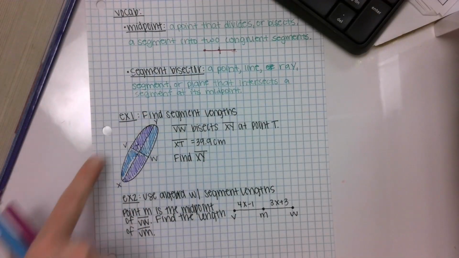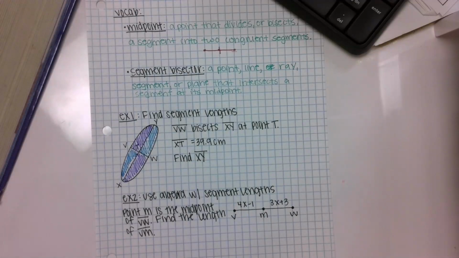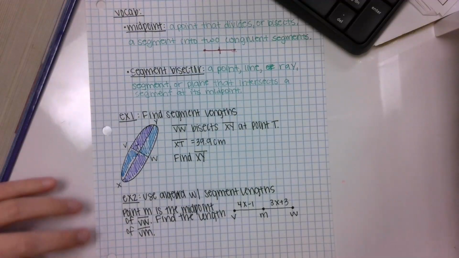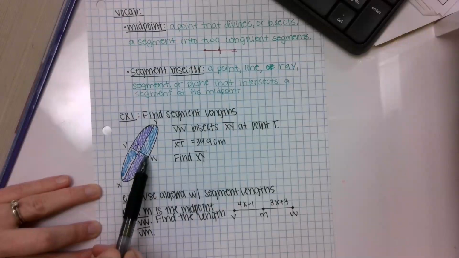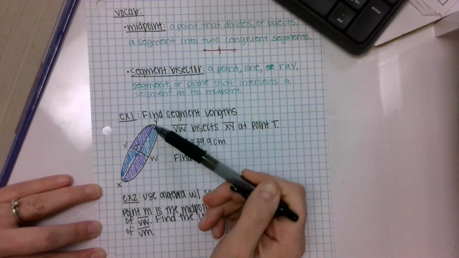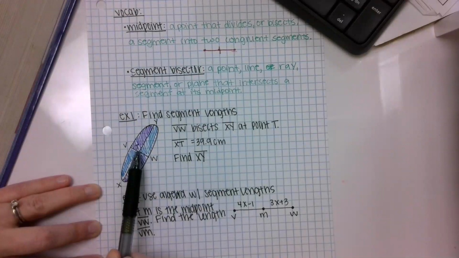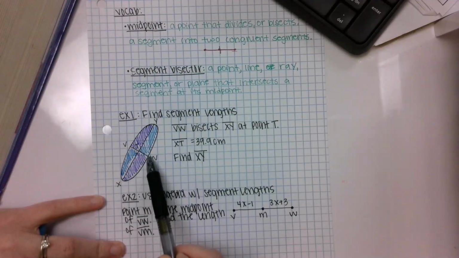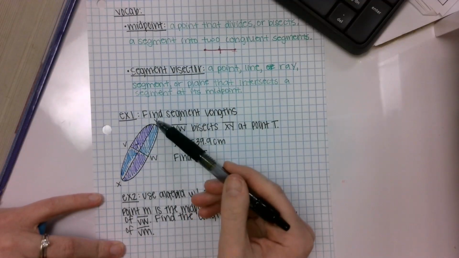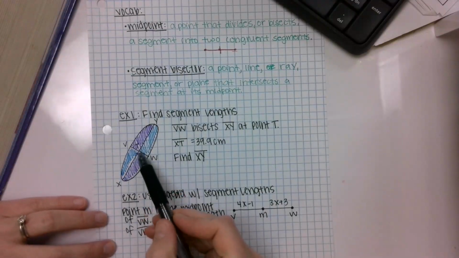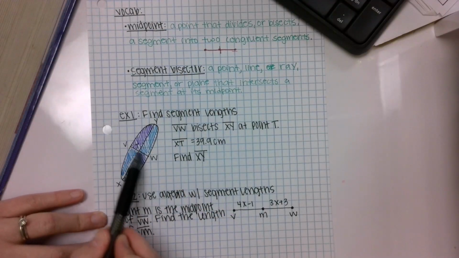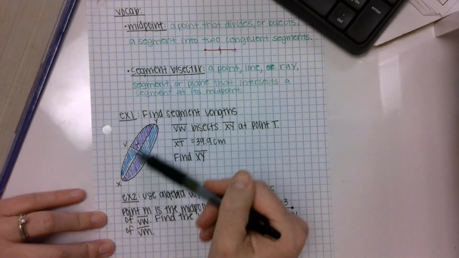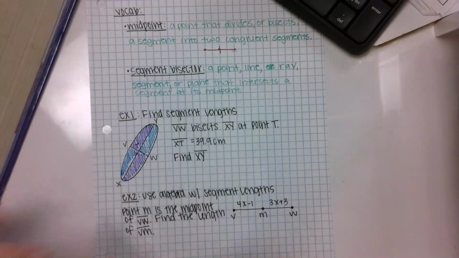This is supposed to be a picture of a skateboard. There's no wheels on it, don't hate. It says in the skateboard design, VW bisects XY at point T. All that means is this line VW and this line XY intersect both at the middle. This intersection point T cuts the line VW in half and cuts the line XY in half. So T is the midpoint for both of those lines.